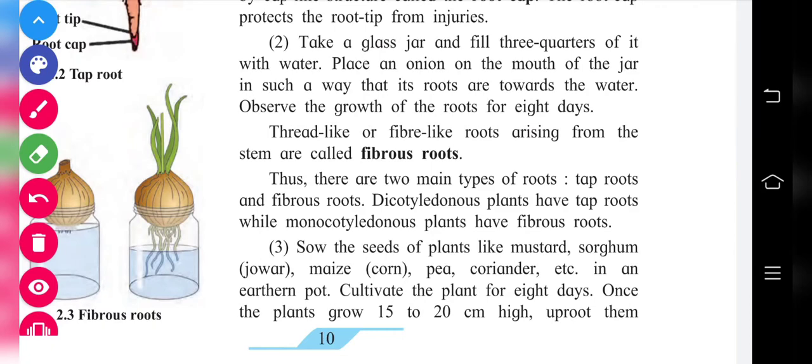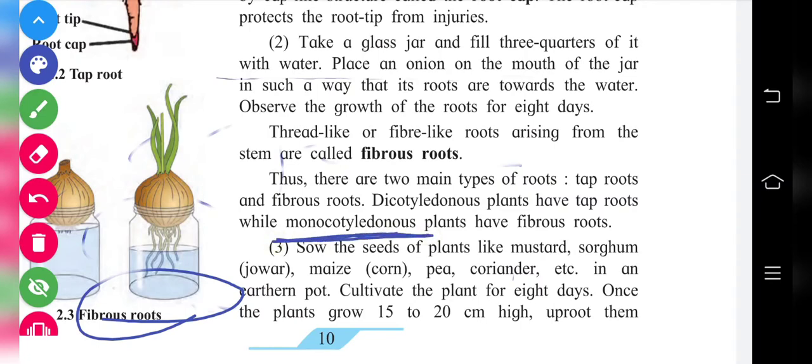One is a tap root, another is a fibrous root. Dicotyledonous plants, dicot means they divide into two equal parts, have tap roots, while monocotyledonous plants have fibrous roots. Monocot means only one single division is there, and that type of plant forms what type of root? Fibrous root, is it?